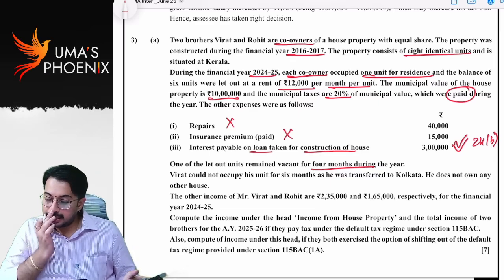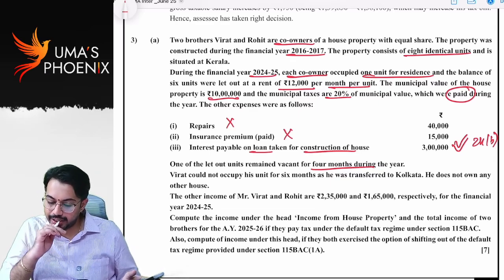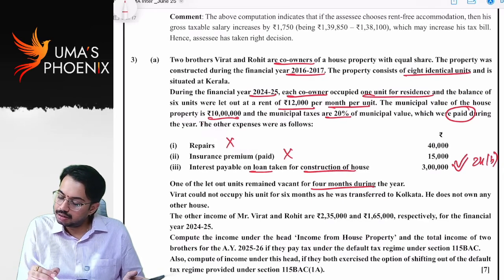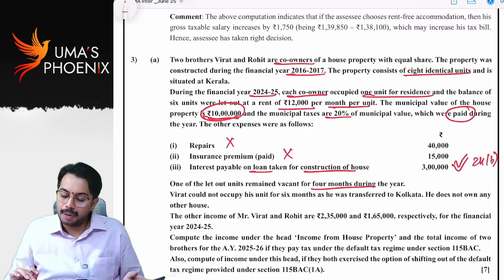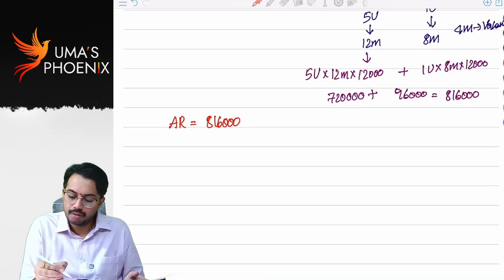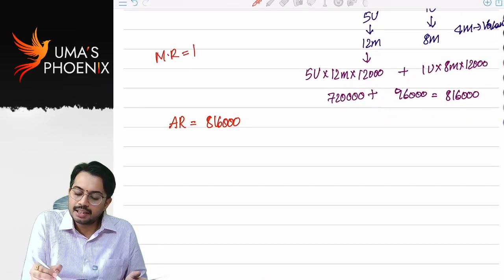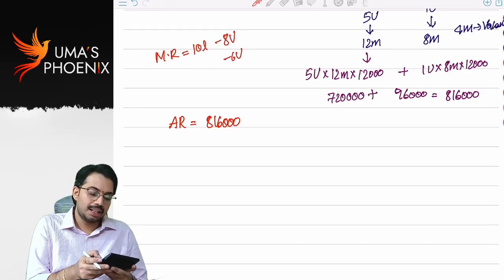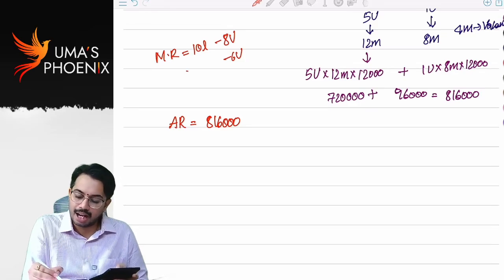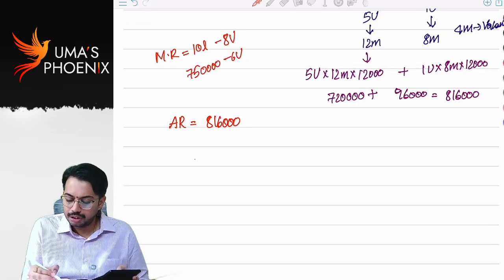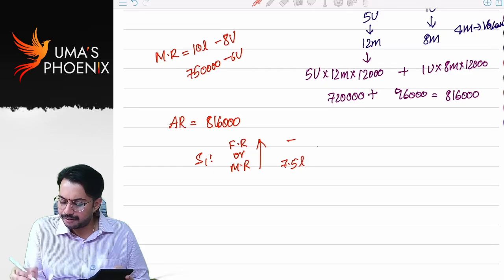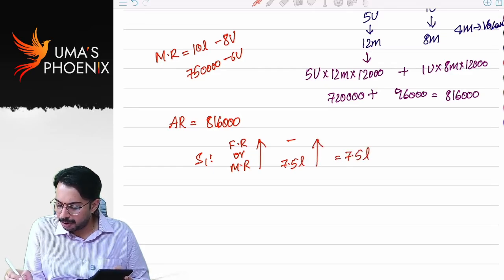Fair rent. Municipal rent was also given here. Municipal rent is 10 lakhs, but 10 lakhs is for 8 units. How much is for 6 units? 10 lakhs divided by 8 into 6, 7 lakh 50,000. So step 1, fair rent or municipal rent, whichever is higher. Fair rent not given, municipal rent 7.5 lakh, whichever is higher means 7.5 lakh.